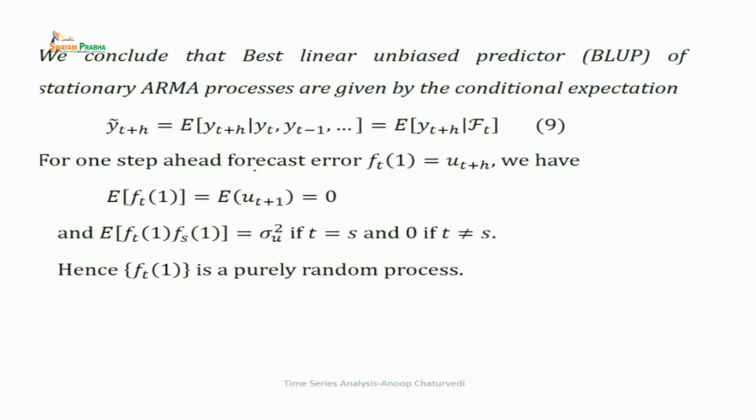For one step ahead forecast error, f_t(1) equal to u_{t+1}, we have expectation of f_t(1) equal to expectation of u_{t+1} equal to 0, and expectation of f_t(1) f_s(1) is equal to sigma square u for all t equal to s, and it is 0 for t not equal to s. So, actually f_t(1) is a purely random process. This prediction error is a purely random process.